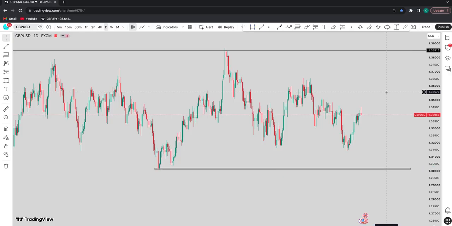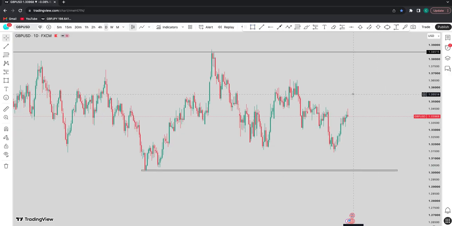Market structure wise, we can see that this is a bearish market, or rather I would say overall this is a ranging market. GBP USD is ranging, so we have a clean zone within the range of the highs and the lows. That is what we are going to execute on.